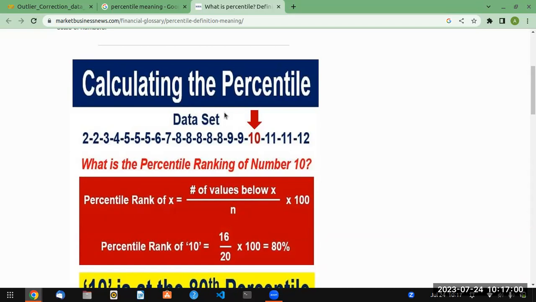So basically it is the information about your ranking inside your data set. At which position it is, how many points are below it, and how many points are above it. If we are talking about the 80th percentile, that means 80% of people are below that particular position, and 20% are above that particular position. So this is called your percentile concept.